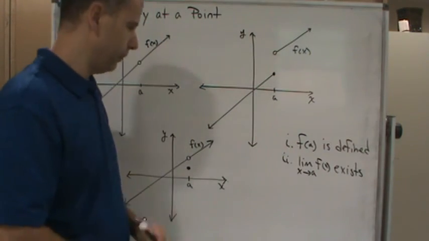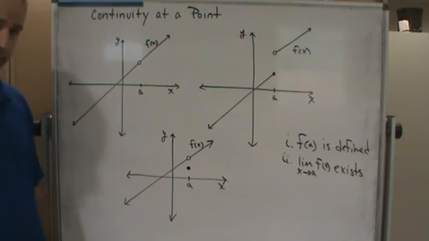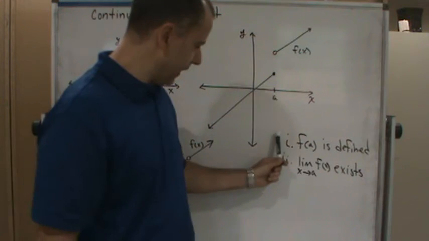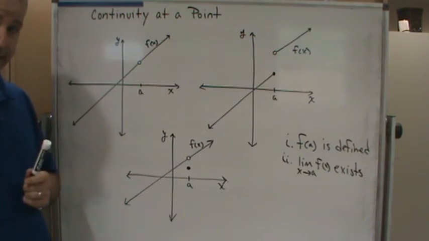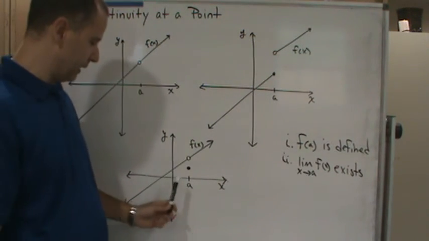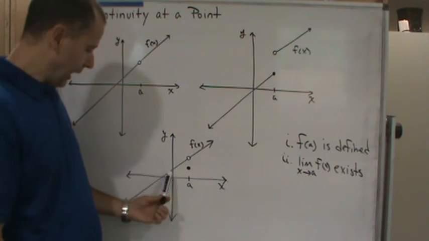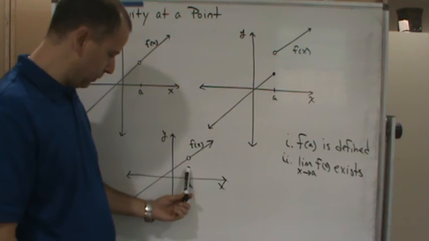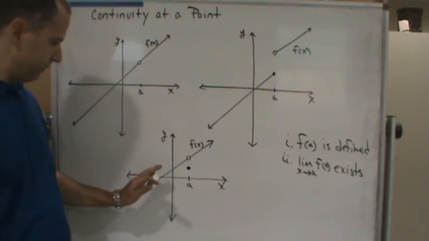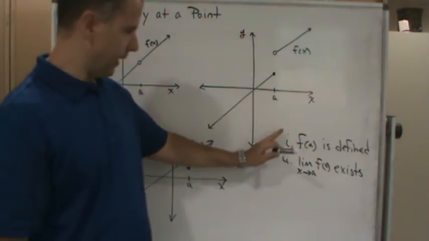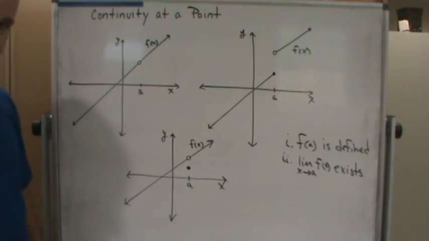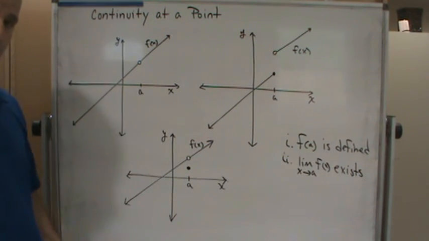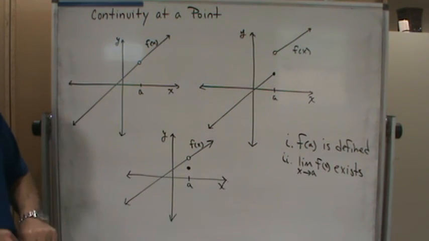But then we have something like this. This graph satisfies these two conditions, but it is still not continuous at A because of the same idea: I still have to lift my pencil off the paper and then jump back. So even though this graph satisfies these two conditions, it still is discontinuous at A. So what do we have to do? We have to add one more condition.